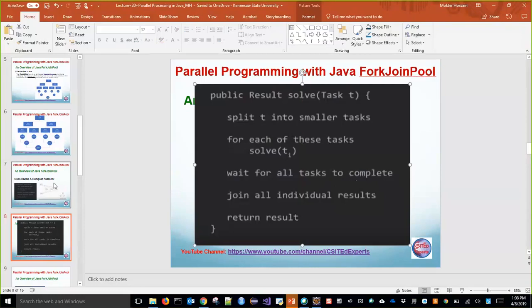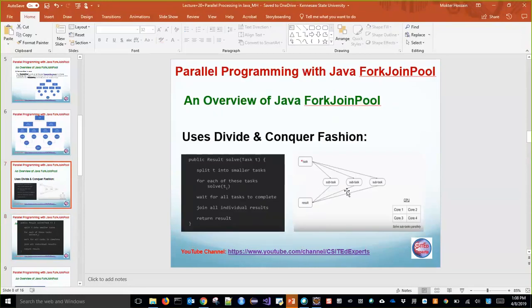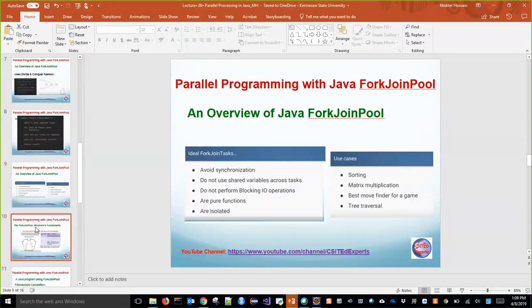So that means if you have two conditions: if your task is large enough and it is splittable, and if you have multiple processors. So we are assuming that we have multiple processors, or our processor is able to handle multiple tasks parallelly or concurrently. Then we can use fork join pool, and I have my program.